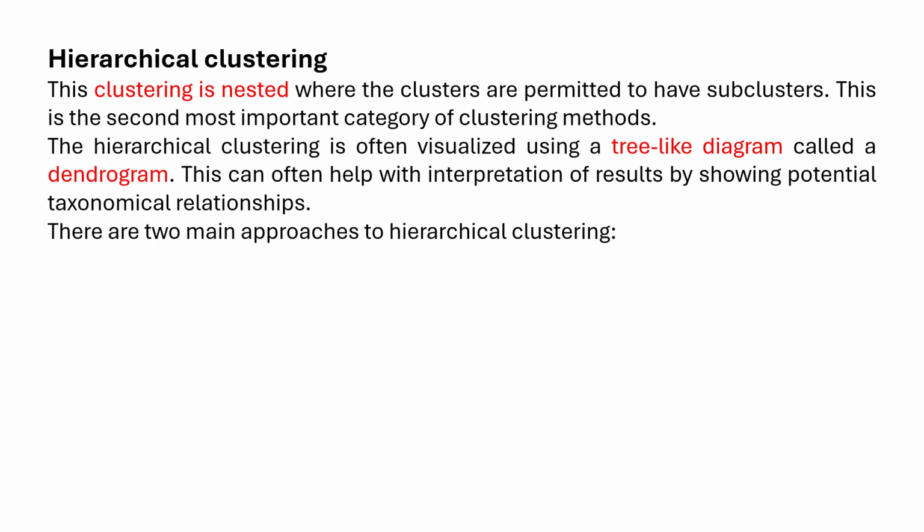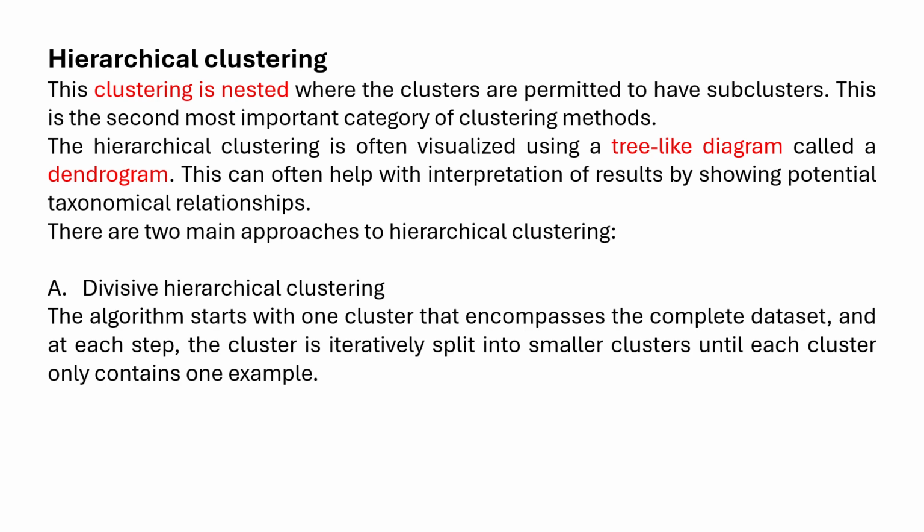There are two main approaches to hierarchical clustering. The first is divisive hierarchical clustering. Here, the algorithm starts with one cluster that encompasses the complete dataset, and at each step, the cluster is iteratively split into smaller clusters until each cluster only contains one example.